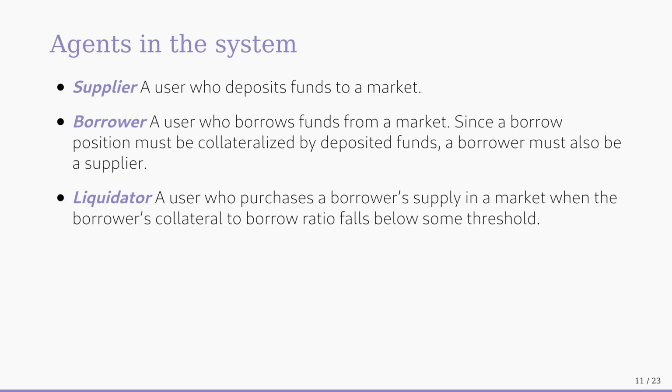Then there are a couple of different actors in the system. So there is a supplier, a user who will deposit some funds into the market, and the borrower who will borrow the funds, and because to borrow one must have collateral, so supply funds, a borrower will always be a supplier. And finally, there are liquidators, who are other actors or the same, it can be either, who will wait for users to default on their borrow and buy their collateral at a discount.